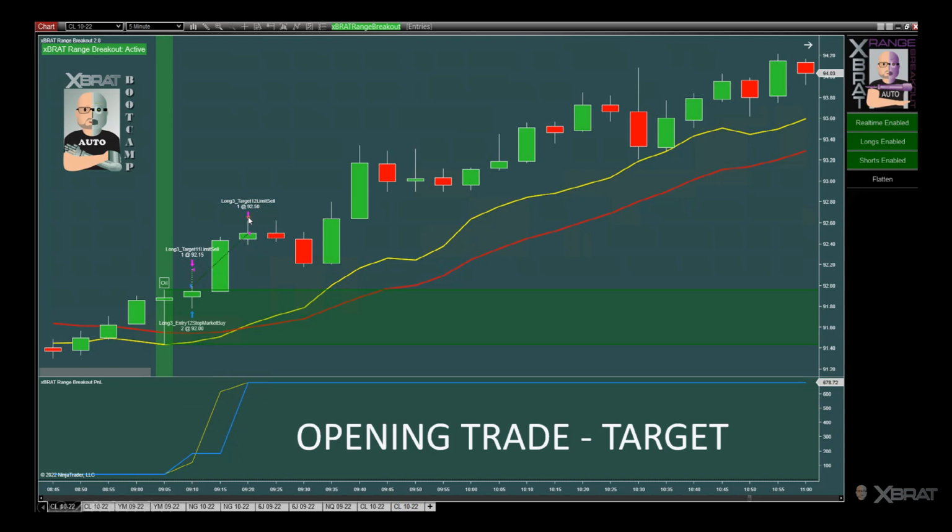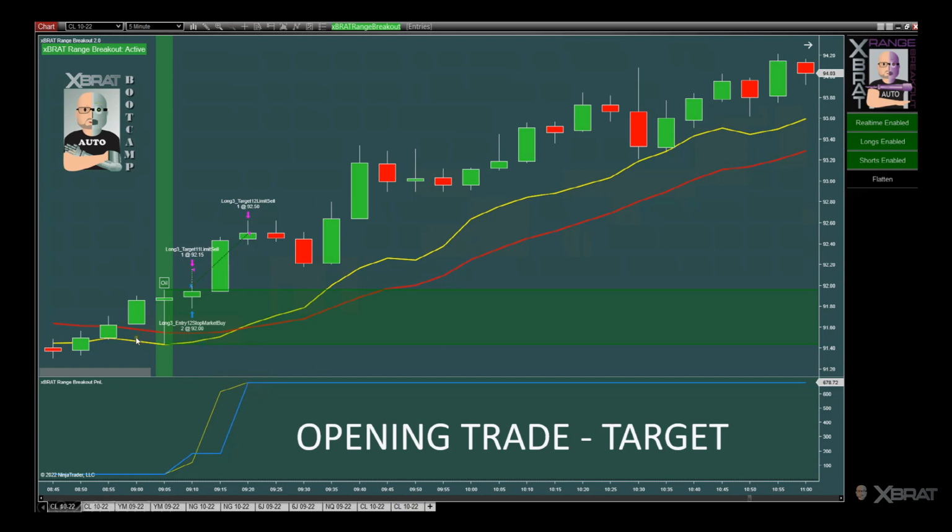And then the second contract is hit out at 92.50, so a 50 tick target was hit, the profit was taken, and the trade was closed. So again, you can see down at the xBrat algo range breakout P&L here, we can see that first profit was taken at this point, and then the next target was hit and the profit was taken there. Very, very simple, and that's the target trade.